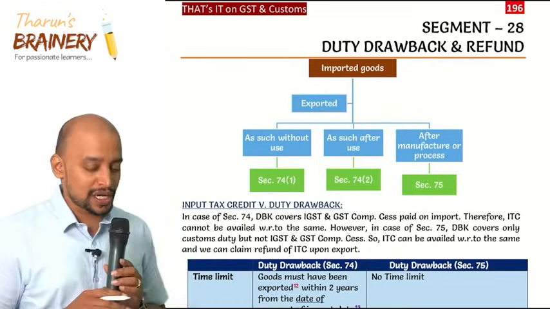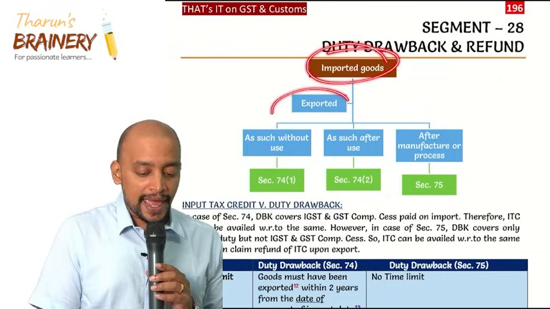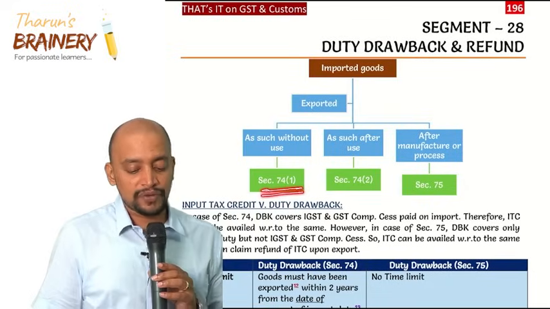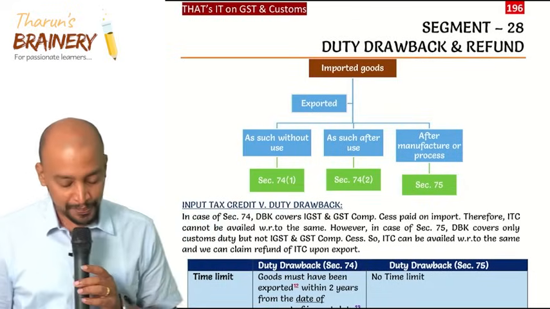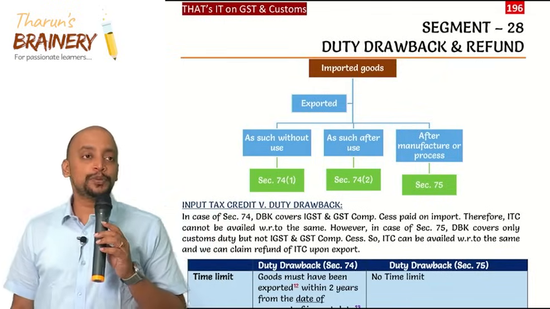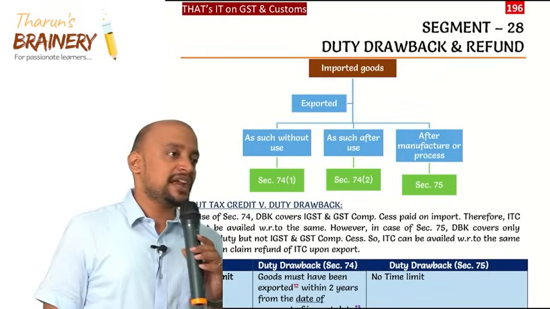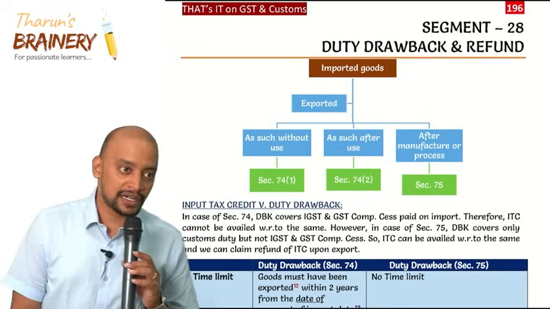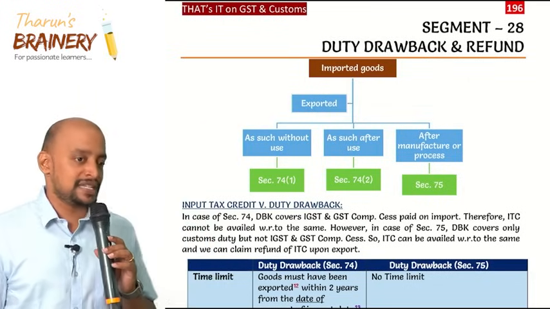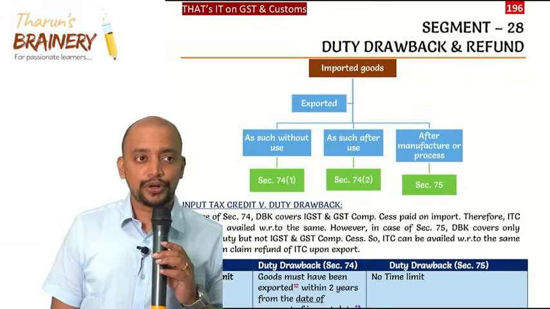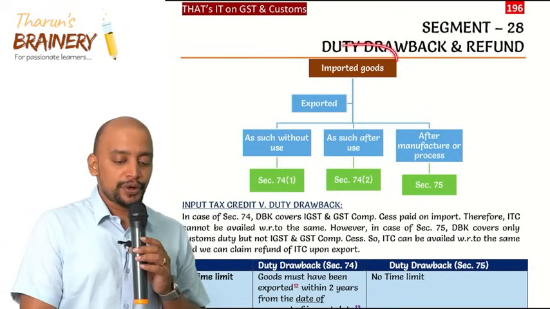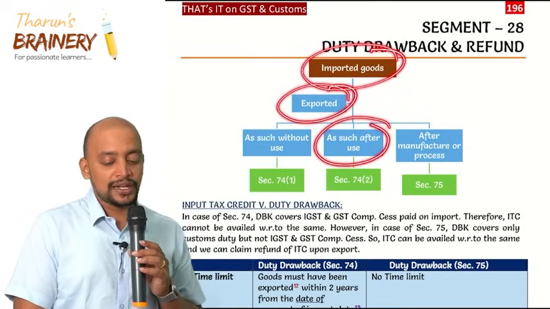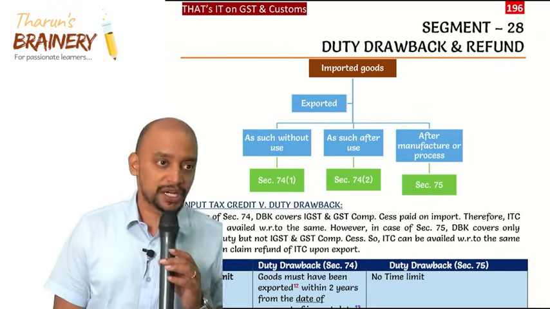What happens in this situation? Imported goods exported as such without use. Then duty drawback will be payable under 74 subsection 1. Second situation, you imported racing cars for conducting a F1 race in India. After completing the race, those cars are exported. What is the difference in this example to previous example? In this example, you are exporting it after use. So, imported goods exported as such after use. Then you will get duty drawback under 74 subsection 2.